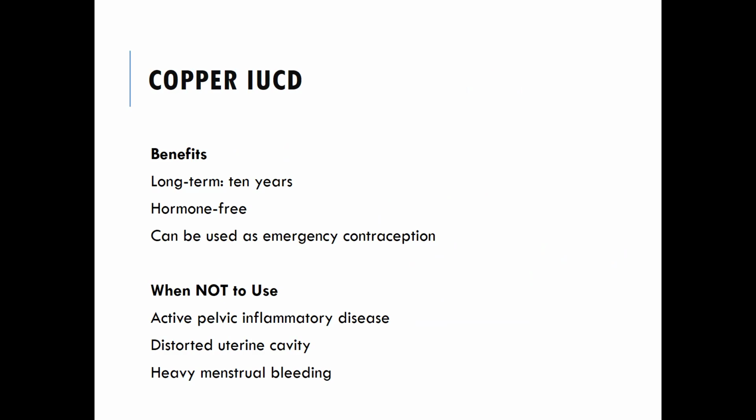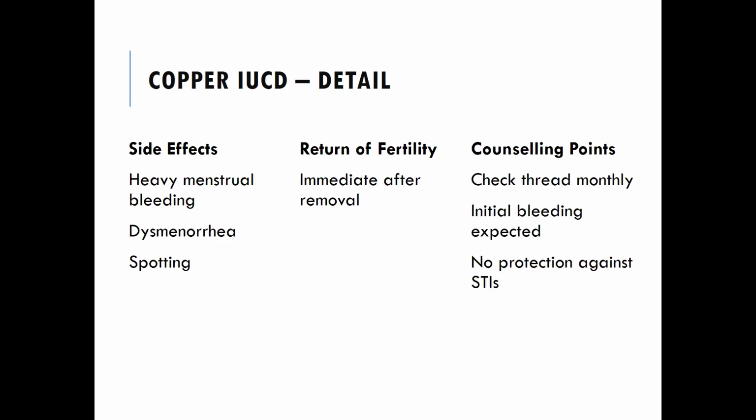The benefit is that it is long term. It gives the benefit till 10 years. It's hormone free and can be used as an emergency contraception as well. When not to use: when there is active pelvic inflammatory disease or distorted uterine cavity, and heavy menstrual bleeding. Side effects include heavy menstrual bleeding again, dysmenorrhea and spotting, and the fertility returns immediately after the removal of the device.